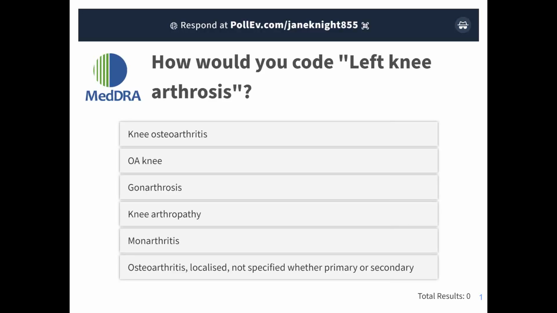So how would you code left knee arthrosis? What would you do? Would you assign LLT knee osteoarthritis? Would you select OA knee, so the abbreviation for osteoarthritis? Would you select GON arthrosis or knee arthropathy, or monarthritis, capturing the fact that only one joint was affected? Or would you select a more specific LLT, like for instance, osteoarthritis localized, not specified whether primary or secondary? What would you do?